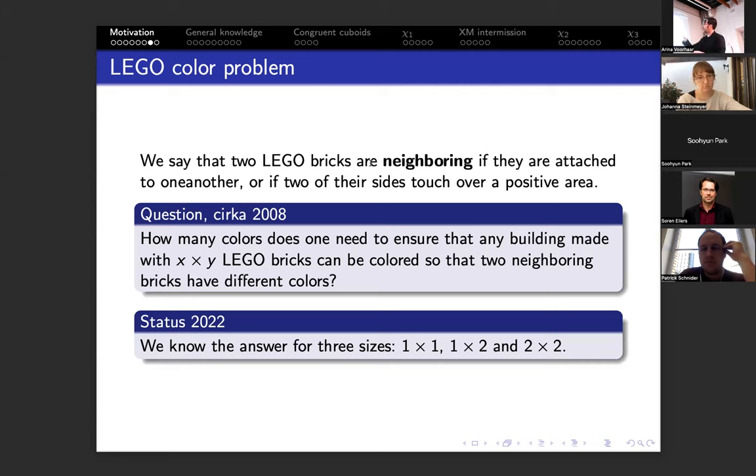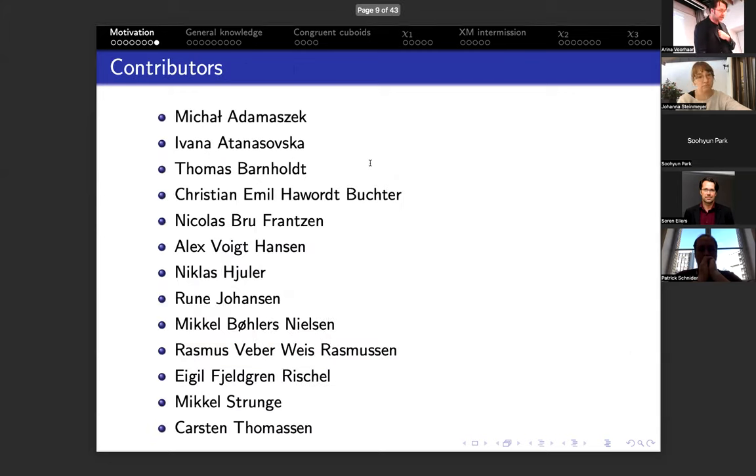Nevertheless, even though I've been thinking about this off and on for 14 years, I can only tell you the exact number for 3 sizes. These are all things that you could buy from Lego: the 1x1, the 1x2, and the 2x2. The 1x1 is trivial, of course, because you can do a checkered chessboard coloring, so 2 colors suffice. So this is the question that I have in mind.